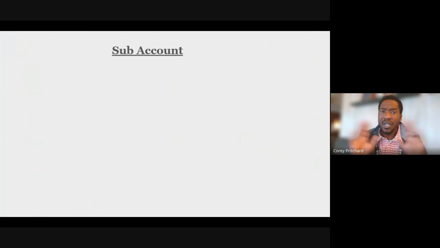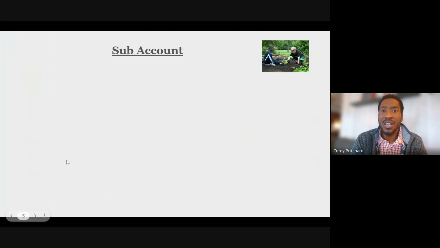For some people that don't understand this concept, they can only pay the minimum, right? They don't have to pay more than that. They can only pay the minimum, but they're going to forfeit all the other benefits that are available inside this policy. Okay. So when we're looking at this, the term is called sub account.